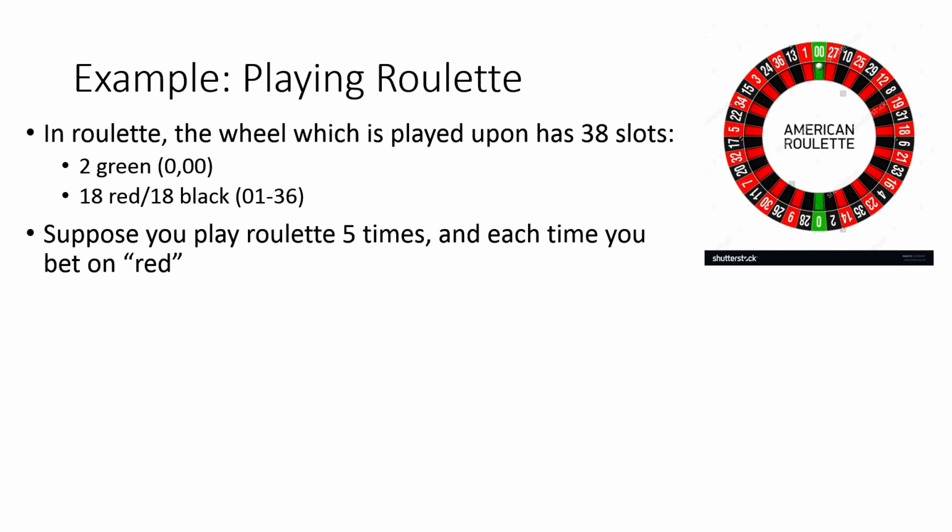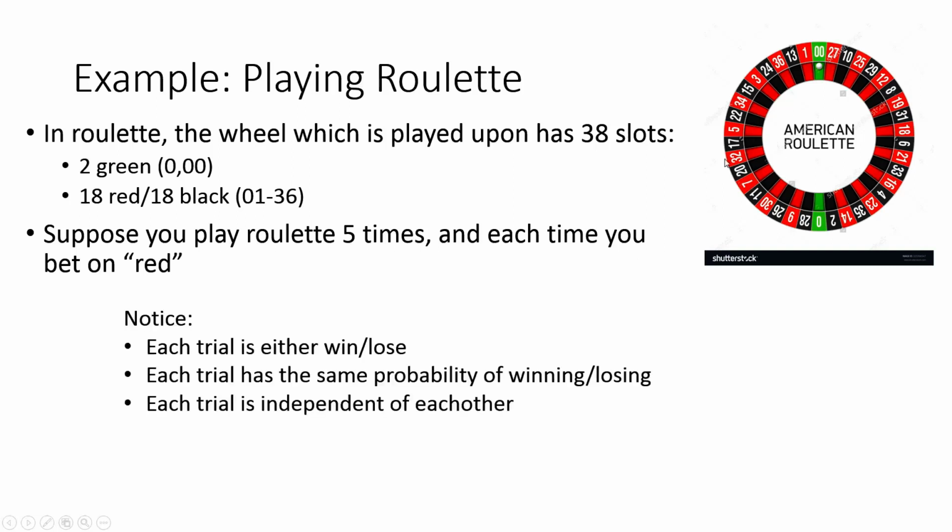We looked at an example where you play roulette, and a roulette wheel has 38 slots. 2 of them are green, 0 and double 0, and you can see those here. And then the other 36 slots, which are labeled 1 through 36, alternate red and black. So you can play roulette as many times as you want, and you can make all sorts of bets, but for this example I want to suppose we play 5 times, and each time you're going to bet on red.